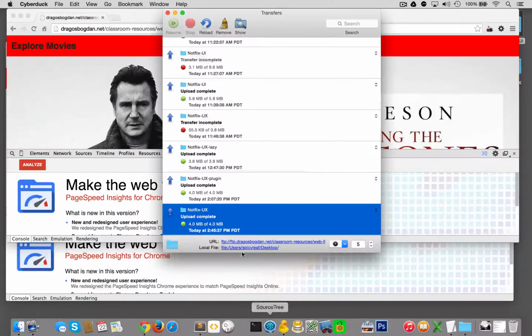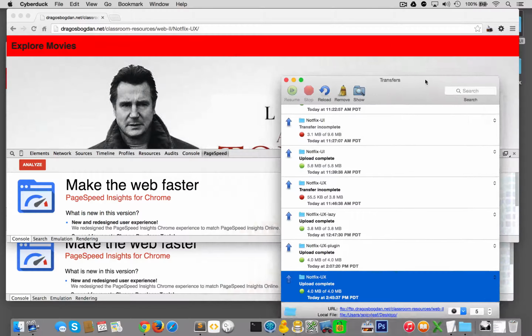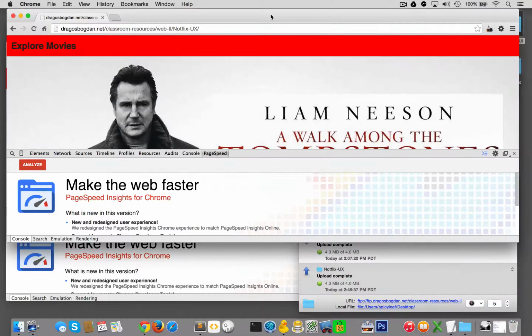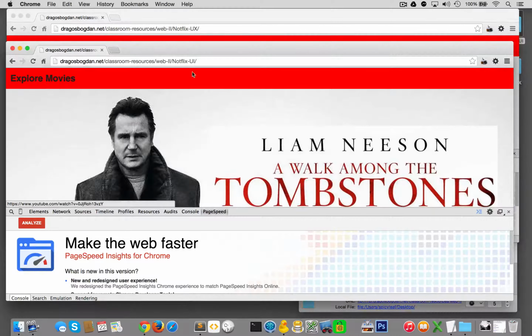All right, I just finished uploading my optimized project, which I called my Netflix UX, and I loaded them up in the browser. So my optimized is above over here, Netflix-UX, and then below we have the Netflix-UI, which was what I first put together when I just had all the images and tons of stuff. So let's give them a test run.